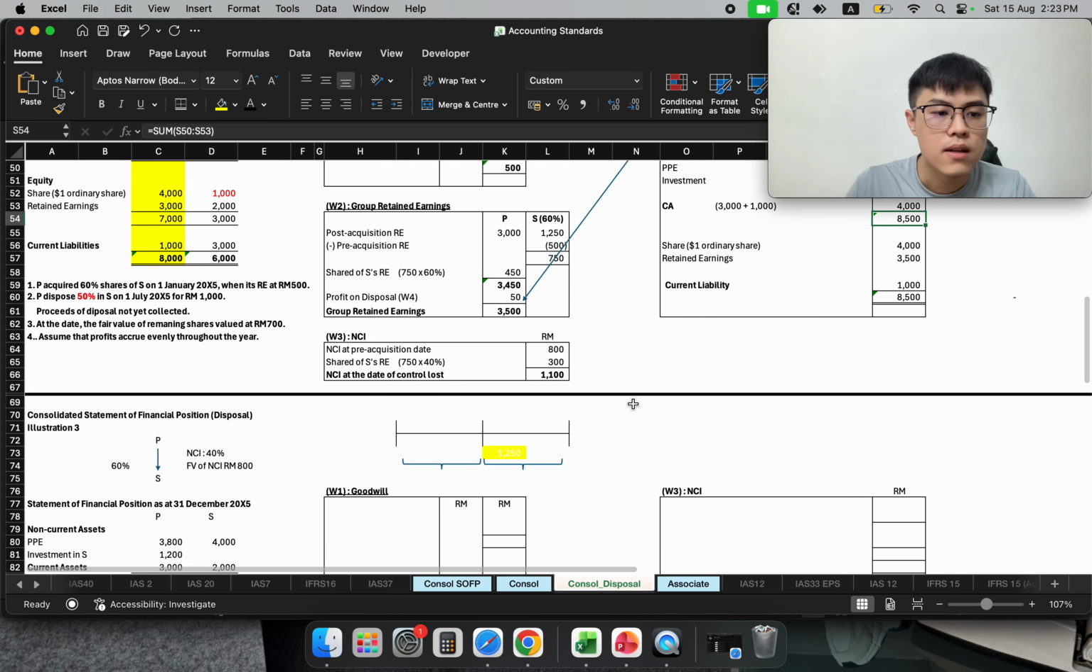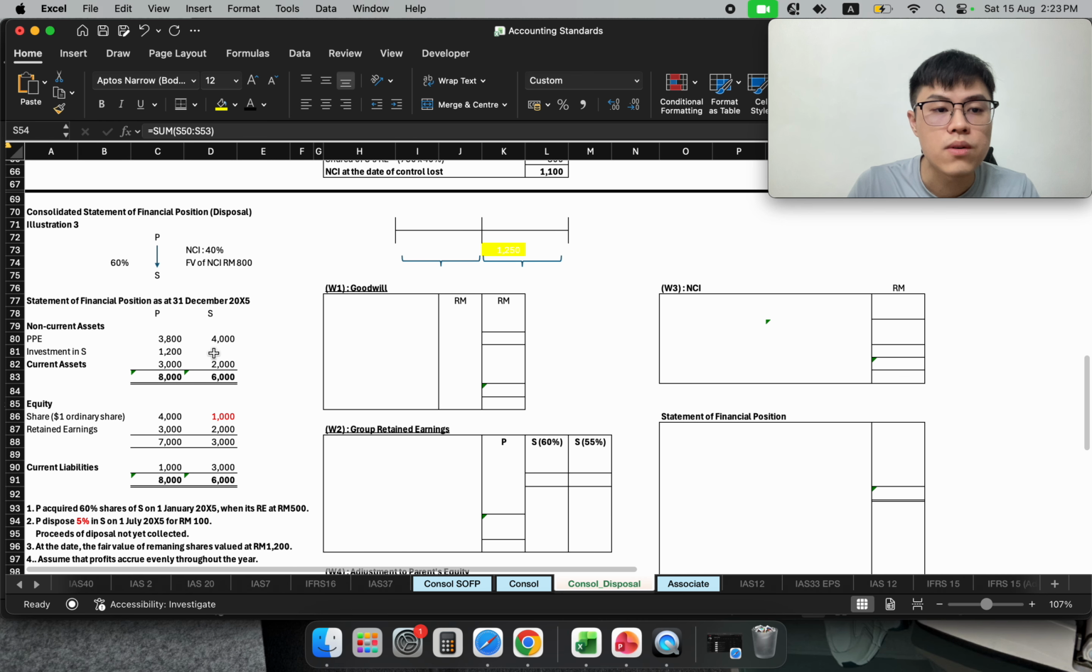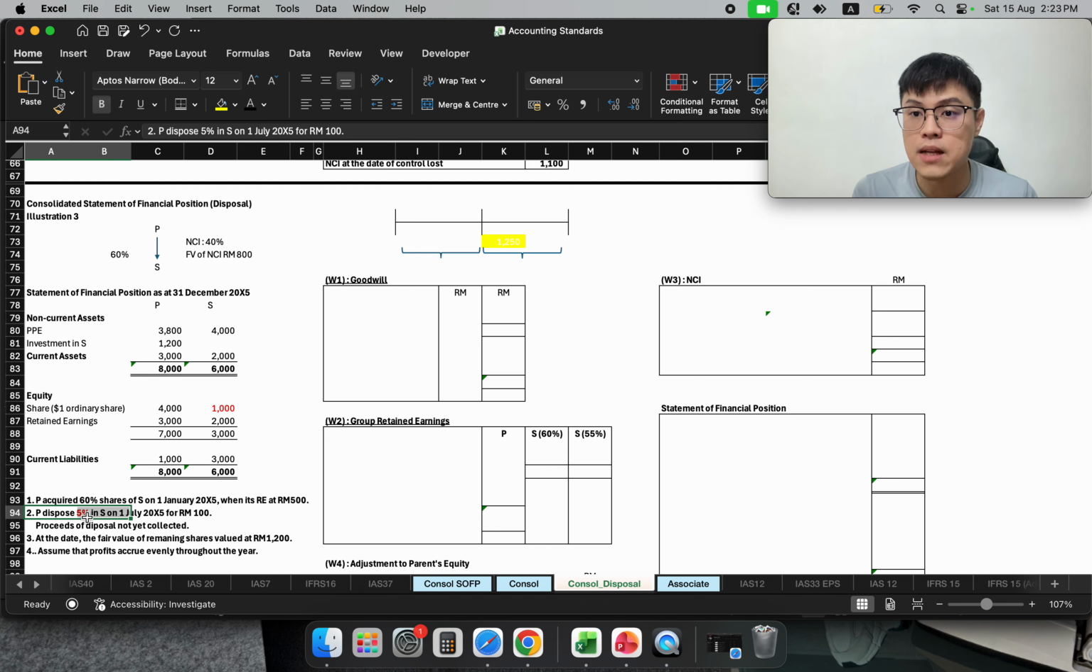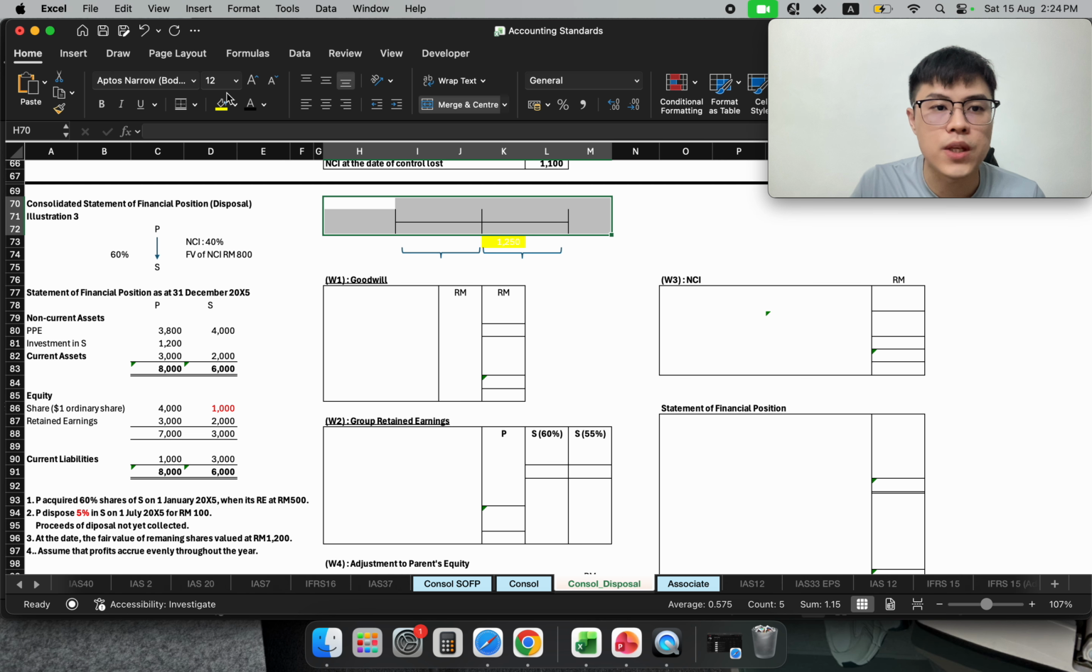What about now? We go into 60% but we dispose 5%. So 60%, if we dispose 5%, we still retain 55%. So meaning to say, our control is not lost. We still retain the control. So how are we going to deal with it? In this scenario, we are not going to calculate any profit or loss, because we do not lose control of our subsidiary. So now, let's start. Same case, we didn't change.